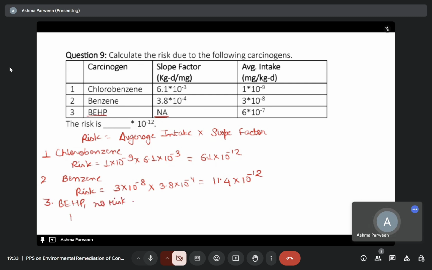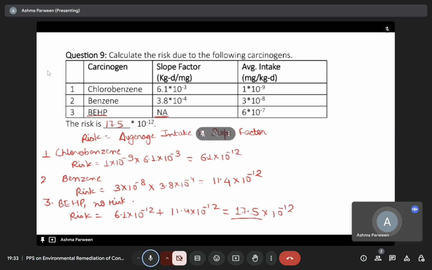So overall risk will be the summation of risk for benzene and chlorobenzene, which is 6.1 into 10 raised power minus 12 plus 11.4 into 10 raised power minus 12, which comes out to be 17.5 into 10 raised power minus 12. So the risk will be 17.5 into 10 raised power minus 12. This is the risk due to all these pollutants given. Now let's move to the next question.